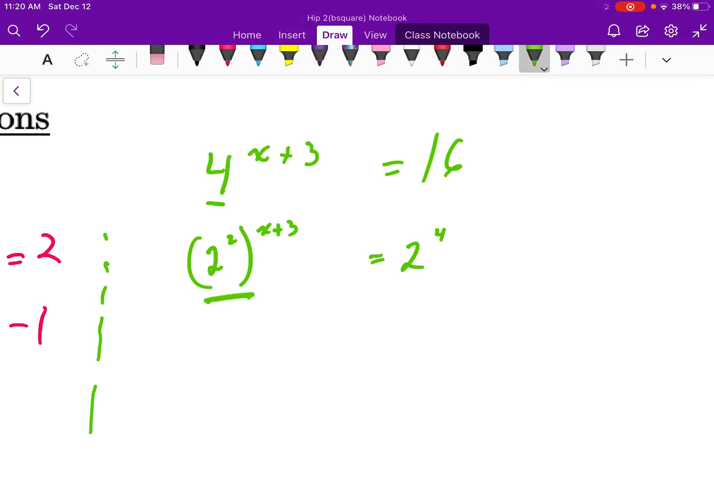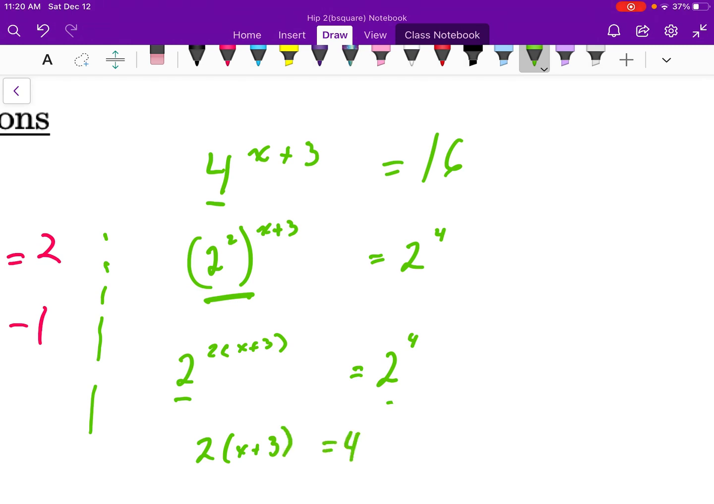Well, we're almost there. On the left-hand side, I'm going to use the power of a power rule, which simply means I'm going to multiply the exponents. So I have 2 to the exponent 2 times x plus 3, close brackets, is equal to 2 to the 4. My bases are the same on the left-hand and right-hand side. Therefore, my exponents must be the same.